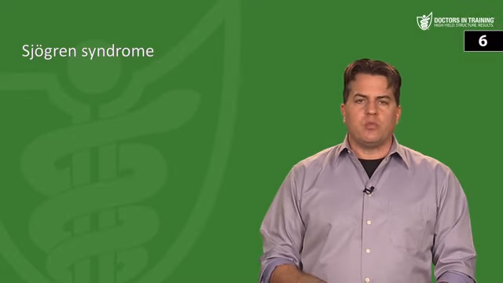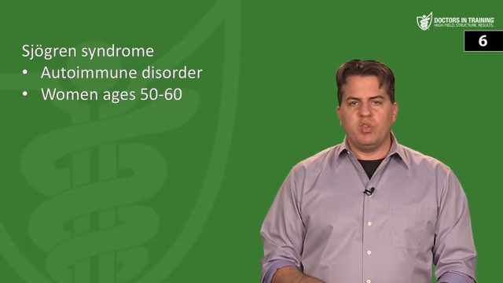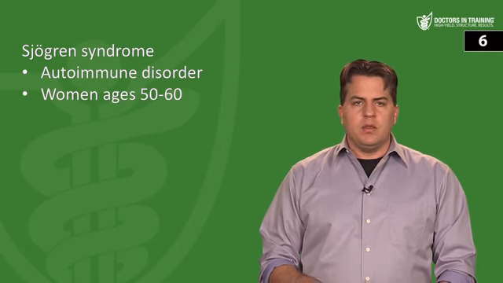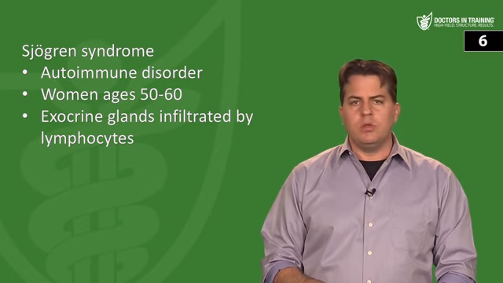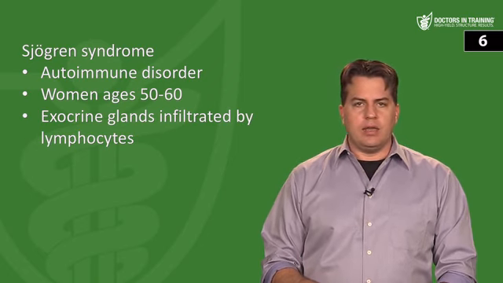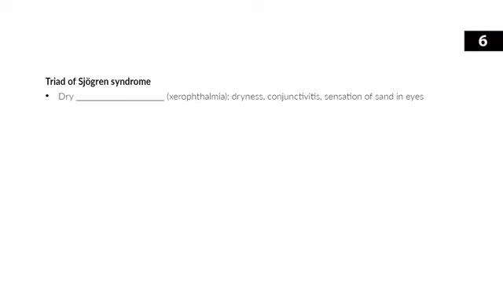All right, now let's discuss Sjogren's syndrome in a little more detail. The problem in Sjogren's syndrome is autoimmunity. Most patients with Sjogren are women between the ages of 50 and 60. The immune system attacks the exocrine glands, particularly the lacrimal and salivary glands, resulting in a lymphocytic infiltration of B and T lymphocytes. As a result of the lacrimal gland infiltration, patients have dry eyes, referred to as xerophthalmia, possibly conjunctivitis, and possibly a sensation of sand in the eyes.